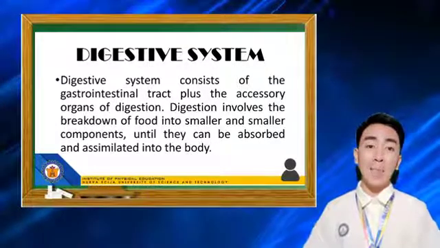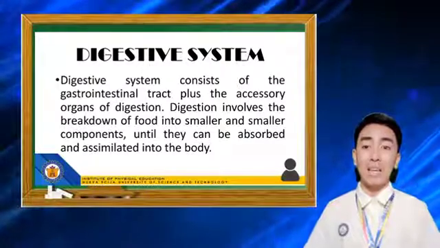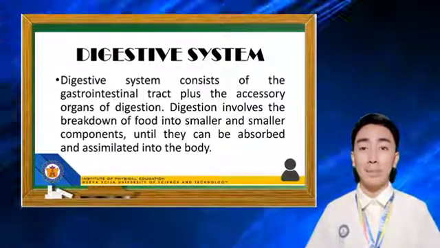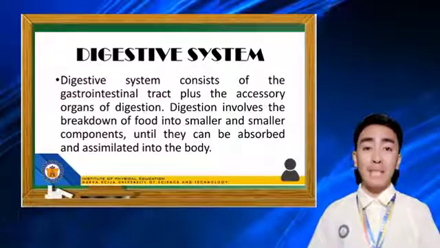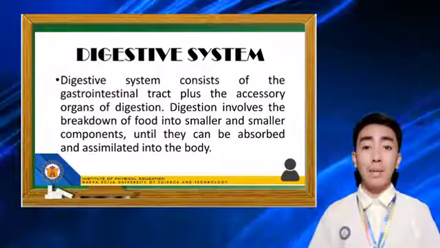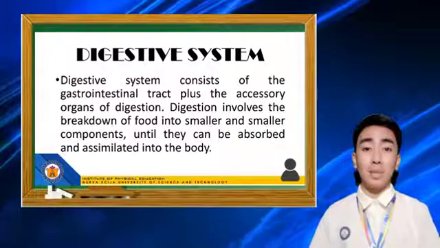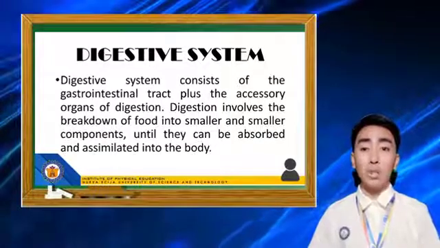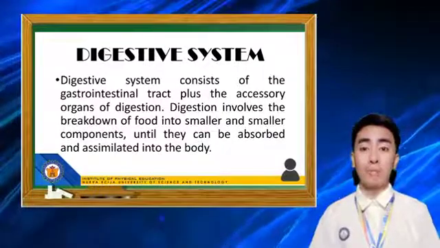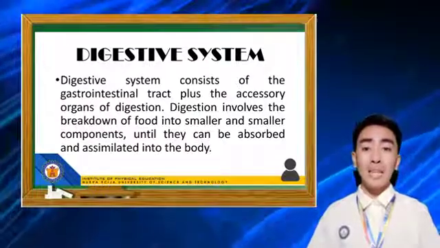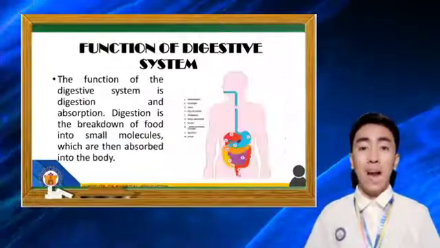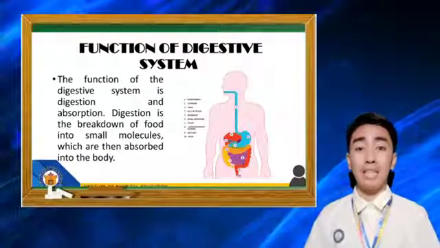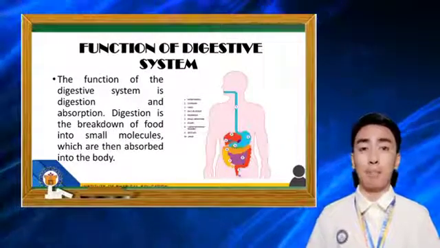The digestive tract or gastrointestinal tract is a long twisting tube that starts at the mouth and ends at the anus. It is made up of a series of muscles that coordinate the movement of food and other cells that produce enzymes and hormones to aid in the breakdown of food. Along the way are other accessory organs that are needed for digestion. The function of the digestive system is digestion and absorption.